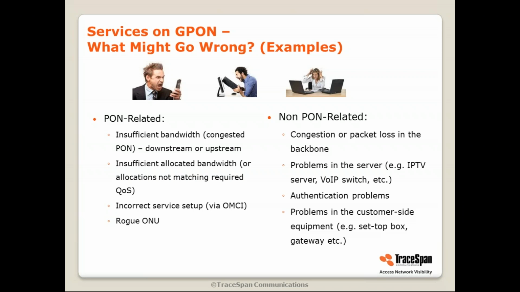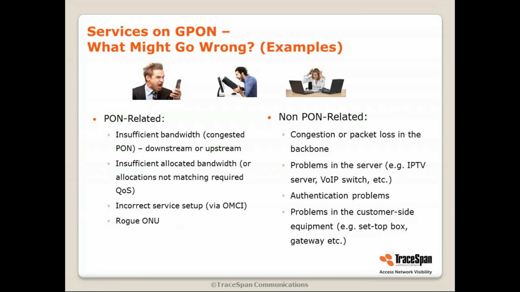The service is not set up correctly. This is via a protocol called OMCI. In our GPON introduction, we spoke about it a little bit. A rogue ONU, which is an ONU that doesn't obey the time-slot assignments of the OLT. And these are just examples.